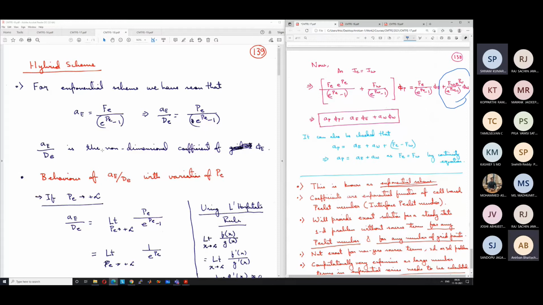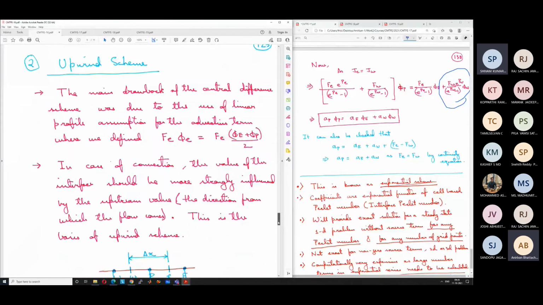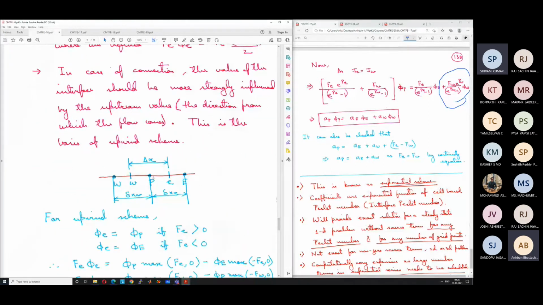What does AE represent and what does AW represent in the discretized equation? Say if I have a discretization scheme like this, a scheme like this. This is from a different upwind scheme, but the geometry is like this. What does AE represent and what does AW represent? Answers, answers. Everybody is silent.